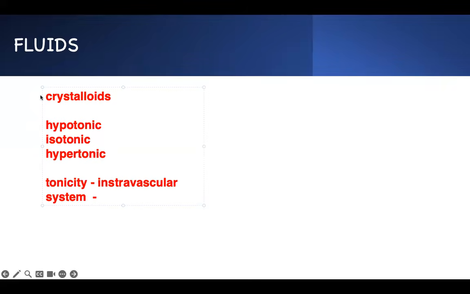We're referring to the plasma tonicity, which is close to 1%, like normal saline. It's close to that 1% based on the tonicity, or 285. That's the osmolarity. I don't want to bother you that much.